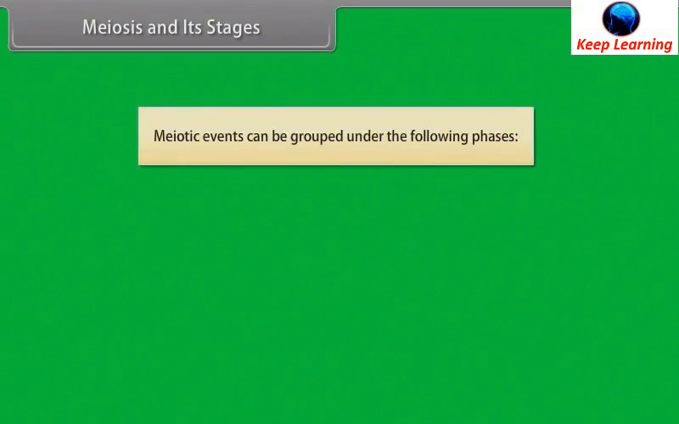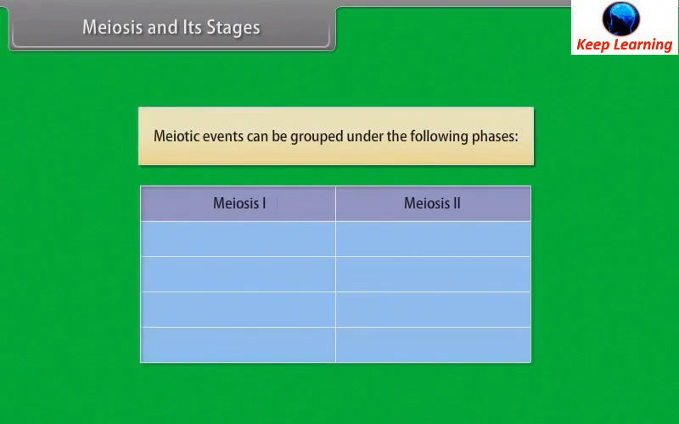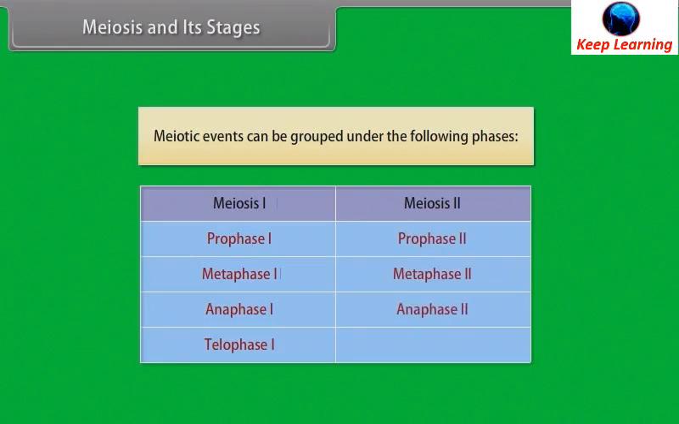Meiotic events can be grouped under the following phases: prophase 1, metaphase 1, anaphase 1 and telophase 1 come under meiosis 1, while prophase 2, metaphase 2, anaphase 2 and telophase 2 come under meiosis 2. Now let us know each phase in detail.